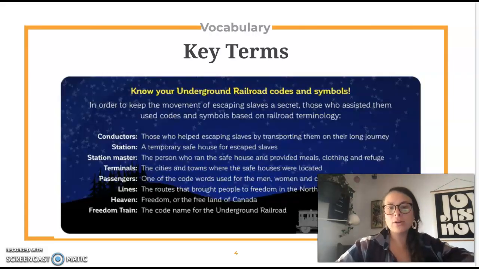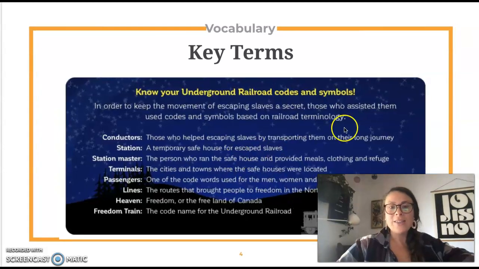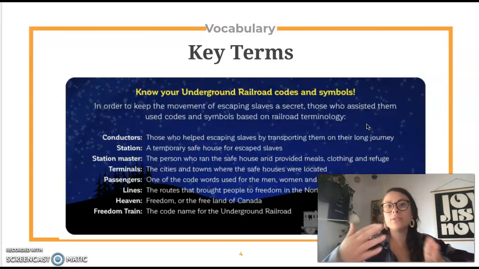When we're talking about the Underground Railroad, it's important to remember that a lot of the terms that were used were codes and symbols to keep the railroad secret and assist people in hiding from slavery. So some of the key terms that are really important to know are the conductors. Now, the conductors are those who helped escape slaves by transporting them on their long journey. So these are people who supported them and took them along their way.